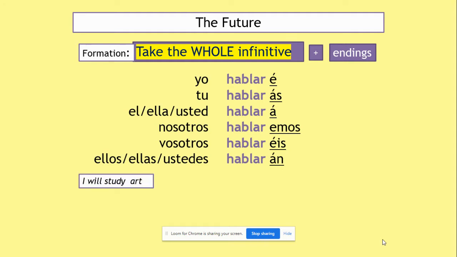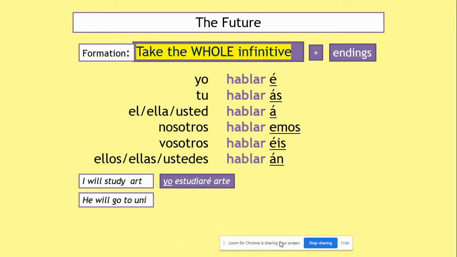So, if I want to say I will study art, can you quickly grab a pen and a piece of paper, and see how you say I will study art? Remember, the verb is estudiar. Okay, you're quite right. It is yo estudiaré arte. Okay, I'm adding the e to the whole verb. Okay, another example. He will go to uni, and the verb to go is ir. So how do you say he will go?